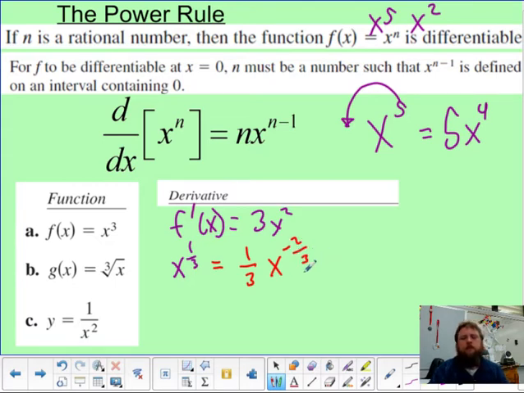Let's not leave it in that format. Let's not leave it as negative powers. I can write that as 1 over 3 times x to the 2/3 power. And if I wanted to be fancy and write it in radical form, because that's what we started with, let's do that.